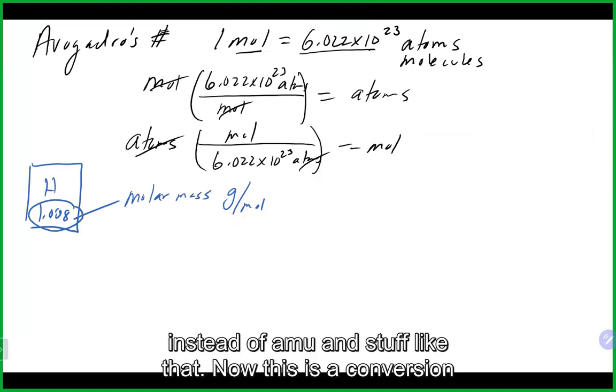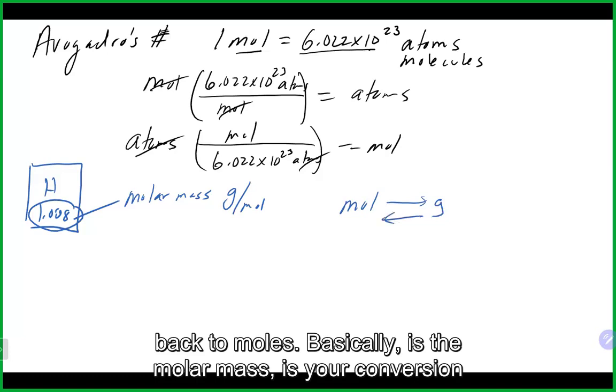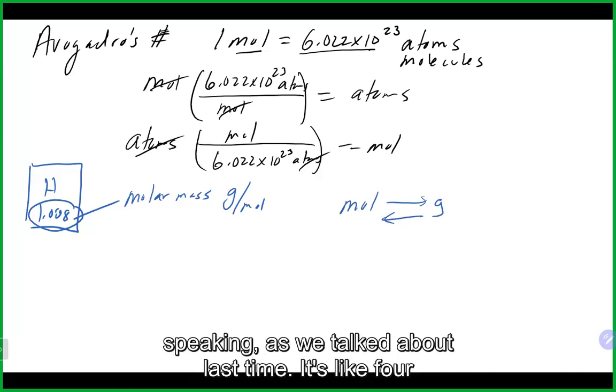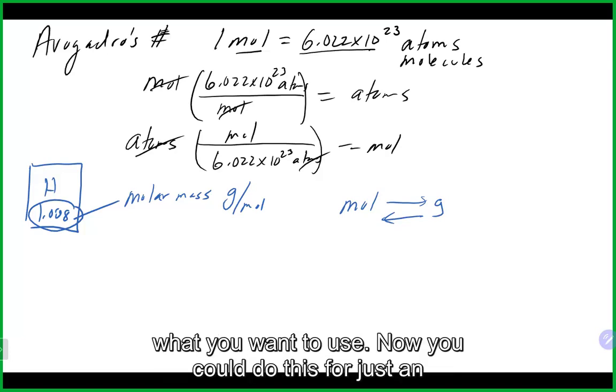Now, this is a conversion factor that allows you to go from moles to grams or grams back to moles. Basically, the molar mass is your conversion factor. Again, you get that from the periodic table. Typically, as we talked about last time, it's like 4 significant figures. You want to take that bottom number and use it.